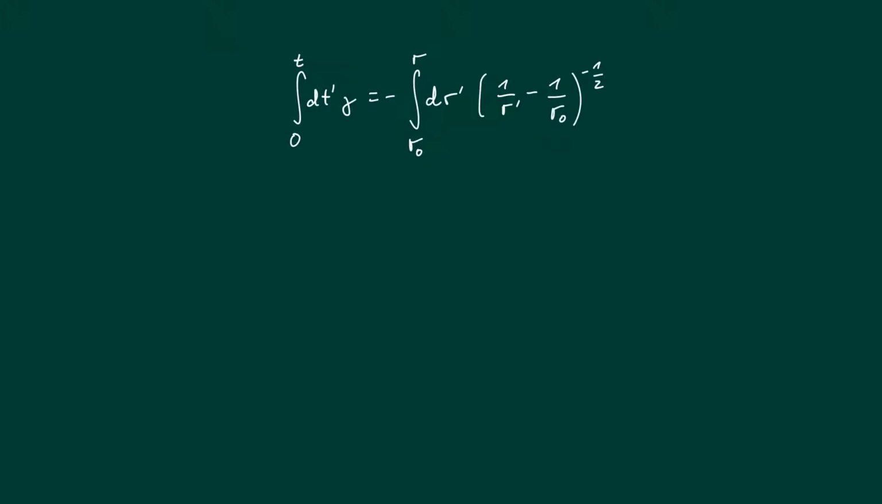On the left hand side we have t times gamma, and on the right hand side let's rewrite this form a little bit in a different way. Now, having it in this form, we can further simplify this expression by introducing new coordinates.